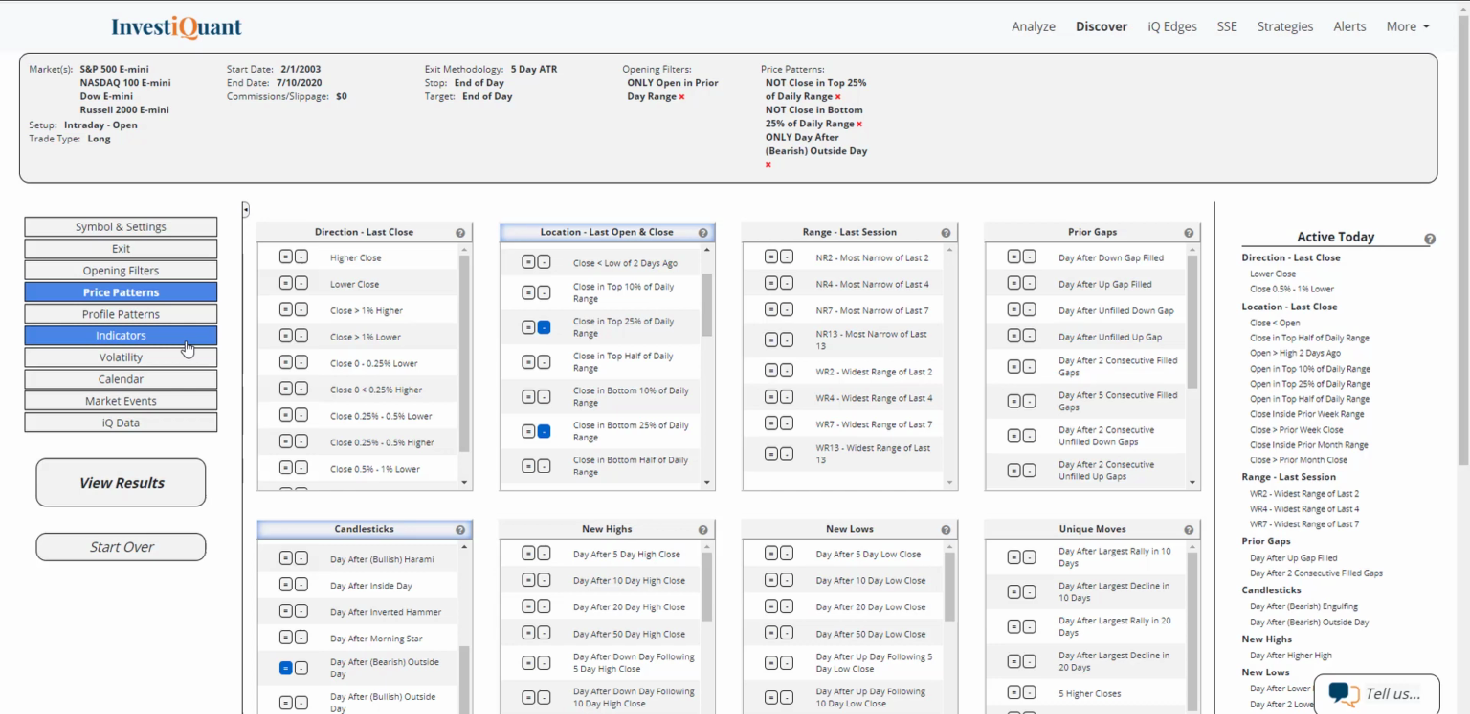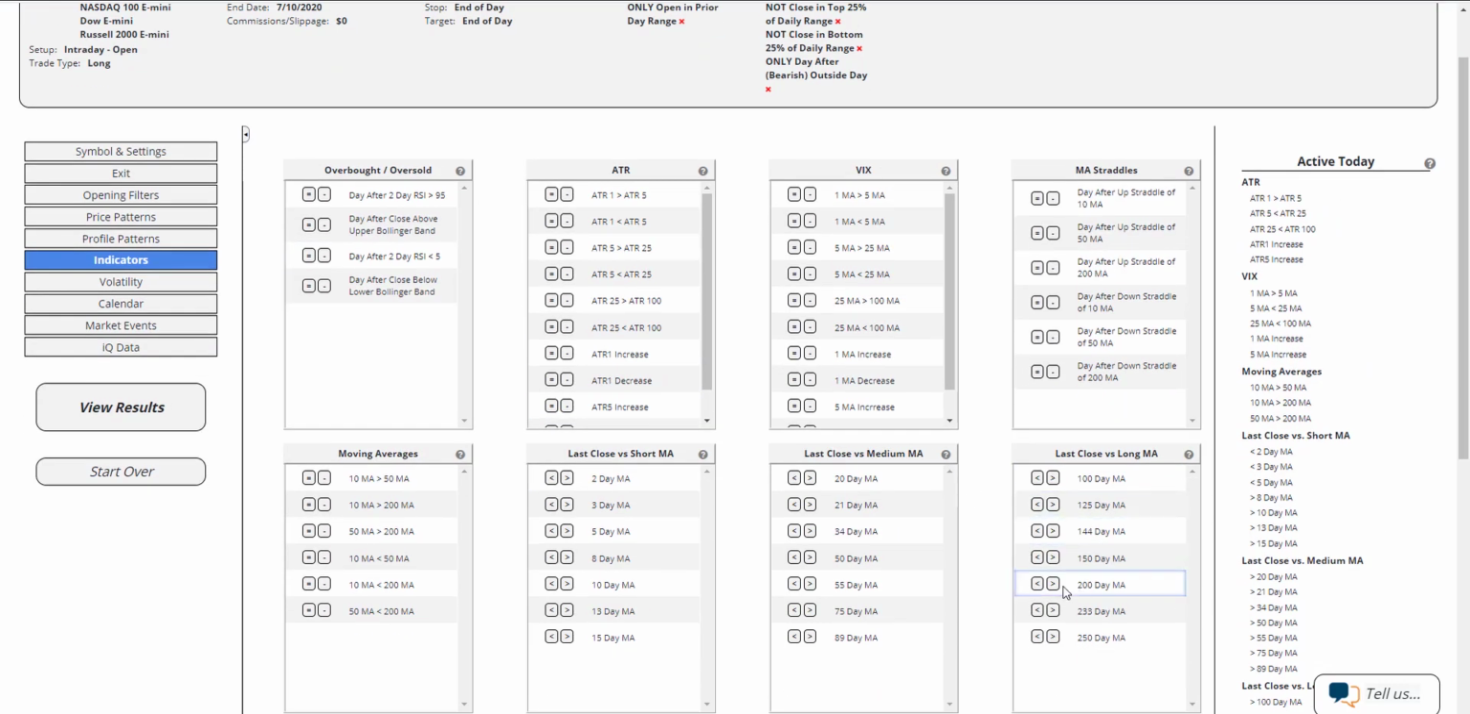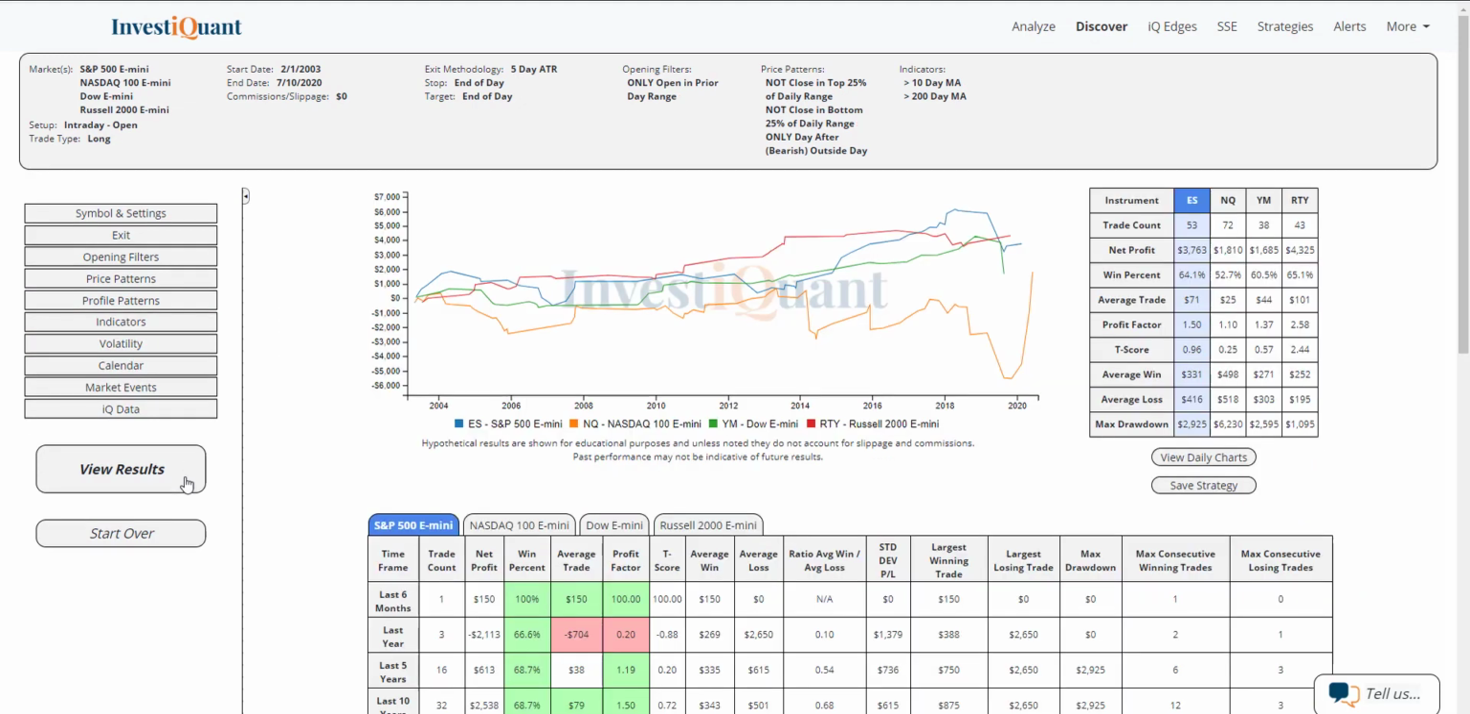And then lastly, I'm going to go into indicators, and I'm just going to add that we are in a more bullish environment. So I can say we are above a 200-day moving average and above a 10-day moving average. That will create a more bullish environment for this pattern. Then click View Results. And here we go.